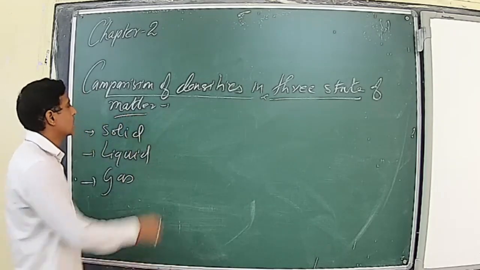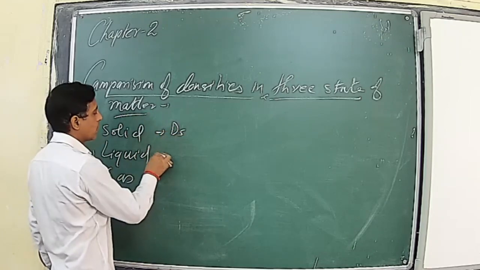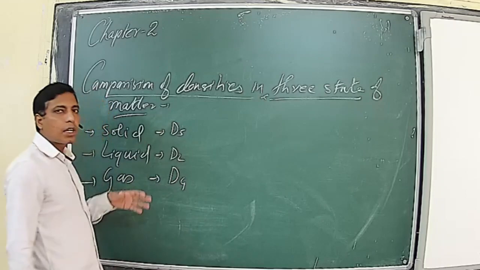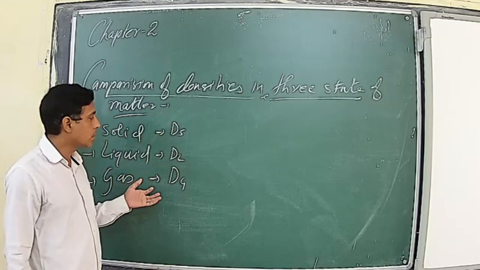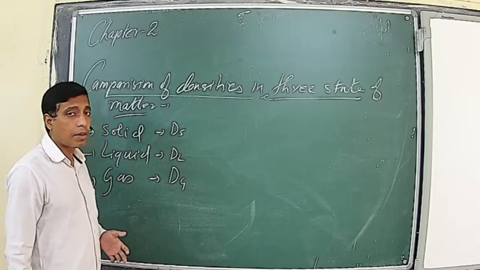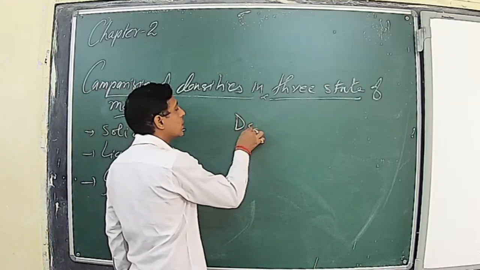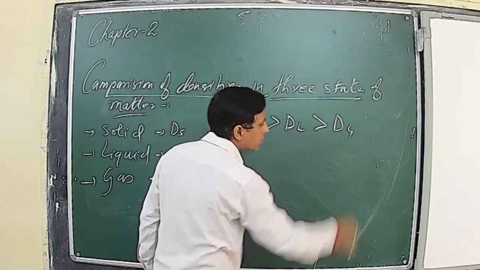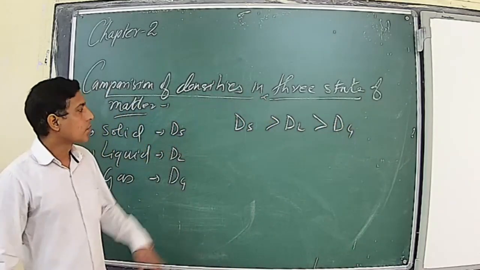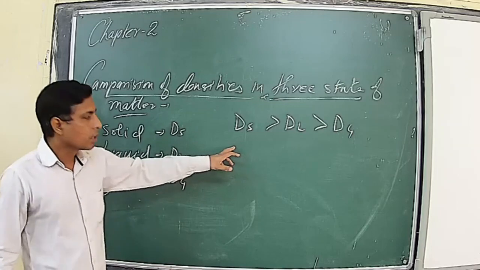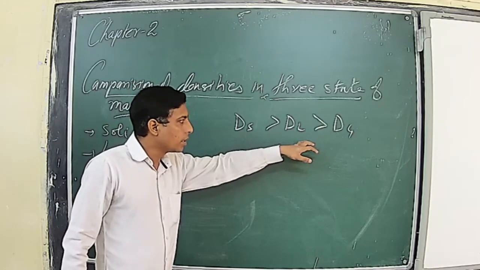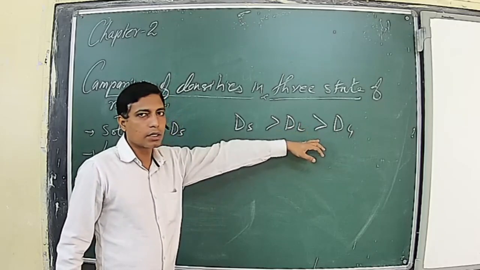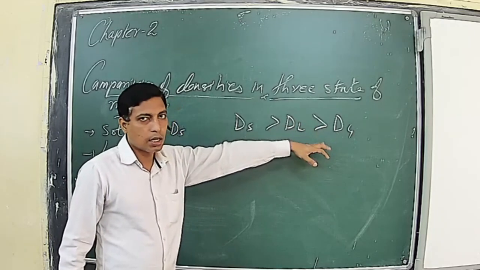So let the density of the solid be represented by d subscript s, d subscript l and d subscript g. Then if we compare whose density is more and whose density is less, we will find that the density of solid is more than the density of liquid, which is more than the density of gas. So the density of solid is maximum, the density of liquid is less than solid but more than gases, and the density of gases is least.